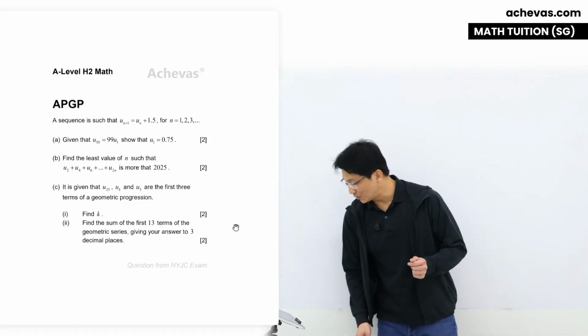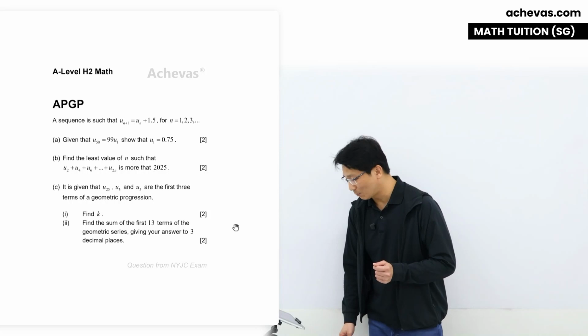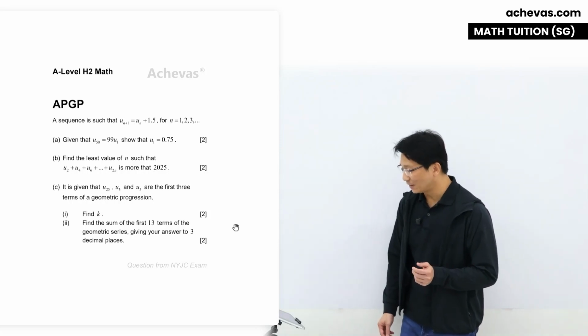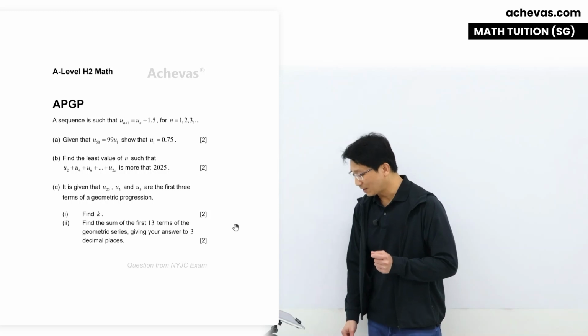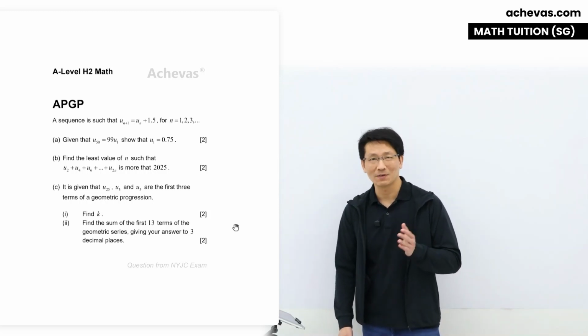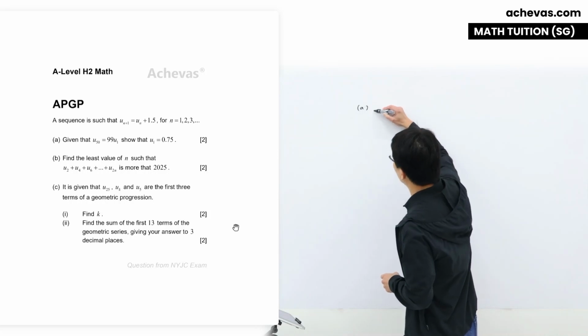In this question, a sequence is such that the n plus 1 term is equal to the nth term plus 1.5. Part A, given that the 50th term is equal to 99 of the first term, show that the first term is equal to 0.75. Let me just write down the information first.